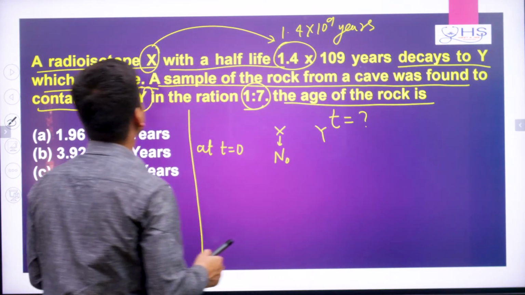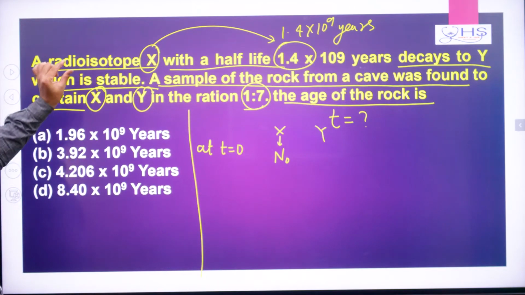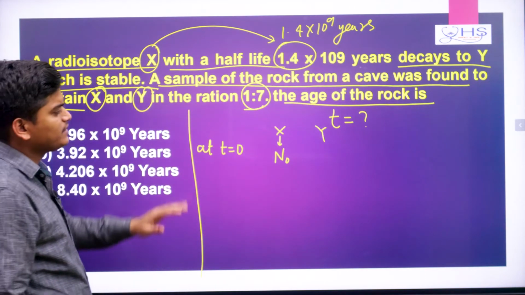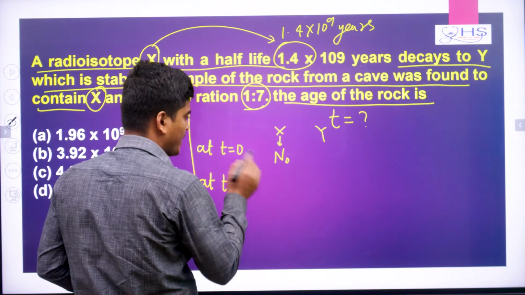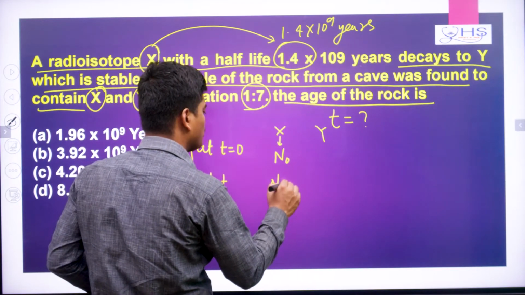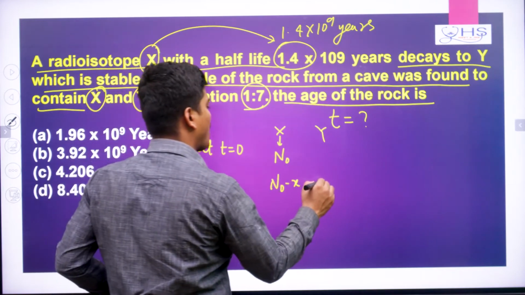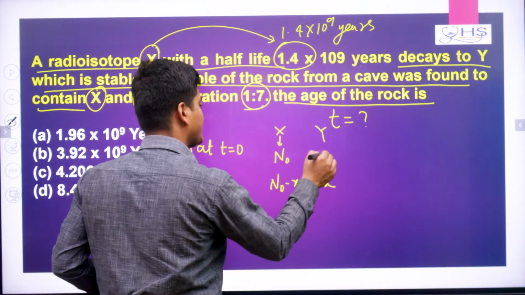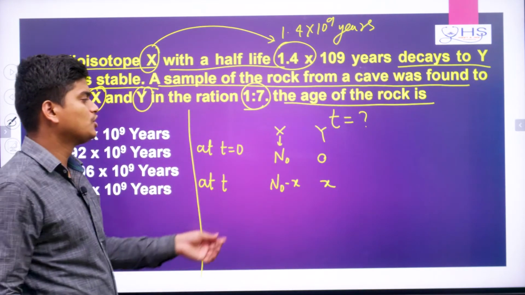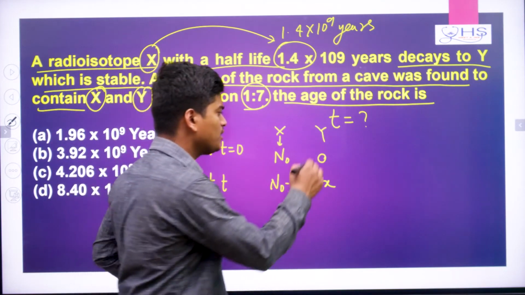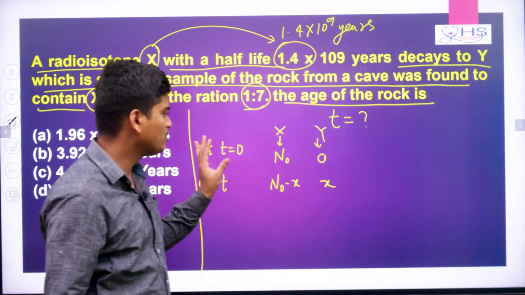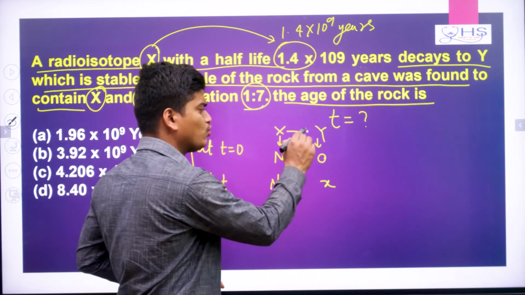And remember here what is happening? Now when this X is decaying at t equal to t, it is becoming n naught minus X. That time Y is forming X, and initially Y has not formed. So that's why when initially n naught is there, this Y will be 0. Remember? Okay. So at t equal to 0, this X is decaying to Y.